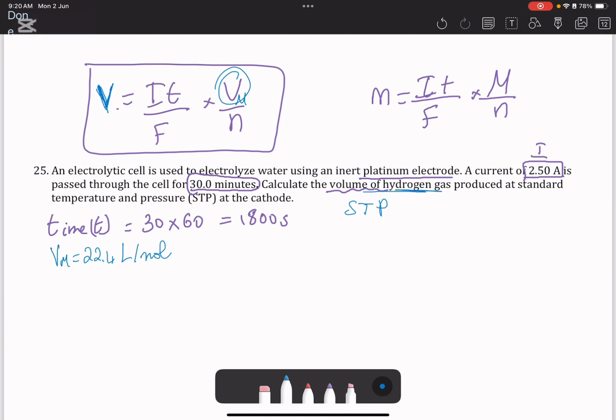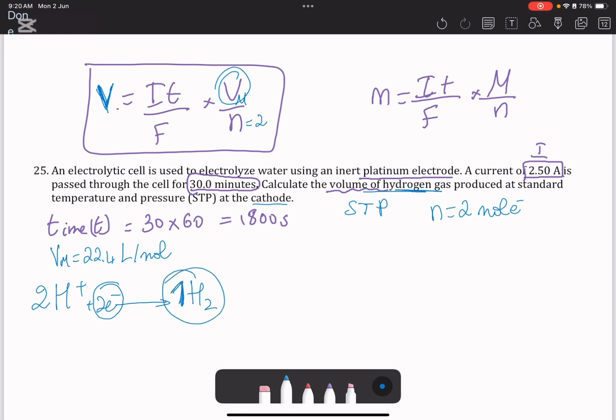Now, since we're dealing with hydrogen at the cathode, H plus is reduced into hydrogen gas, and therefore 2 electrons are transferred. So n in the formula is equal to 2: 2 moles of electrons per 1 mole of hydrogen obtained. So every 1 mole of hydrogen obtained requires 2 moles of electrons to be gained.